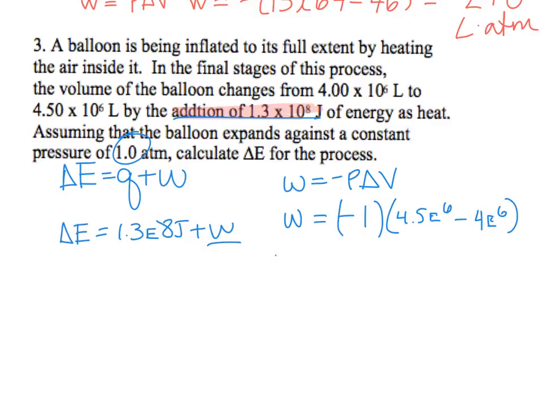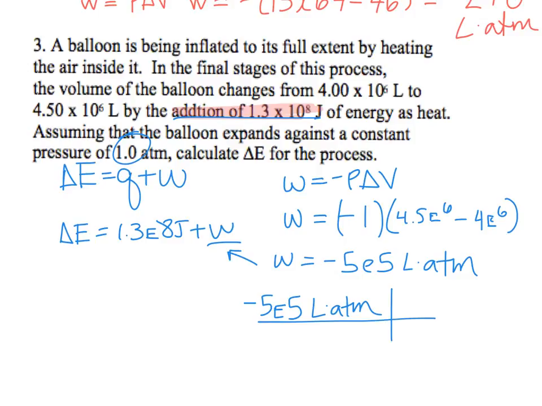And when I do that math, I get a work of negative 5 E5 liter atmospheres, don't forget. So that's my work. Can I plug in liter atmospheres and add that to joules? No. That would be a no. So I'm going to go ahead and solve for a conversion there. So negative 5 e to the 5 liter atmospheres, times 101.325, or just 101.3 because that's what's on the sheet, joules for 1 liter atmosphere.